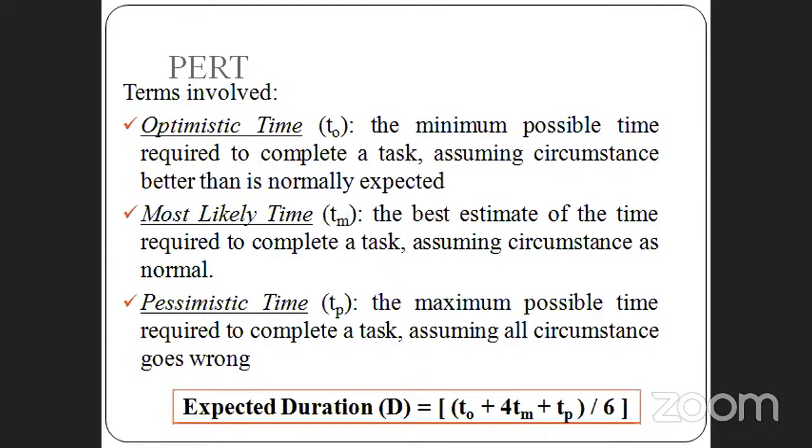Mainly the PERT calculation comes under this formula: T0 plus 4TM plus TP, divided by 6. Here T0 is the minimum possible time to complete your task. TM is the best estimated time required to complete your task. TP is the maximum possible time to complete a task. Within these variables, we are framing the formula: T0 plus 4TM plus TP divided by 6.